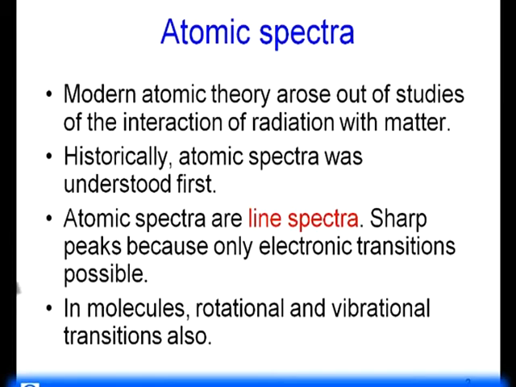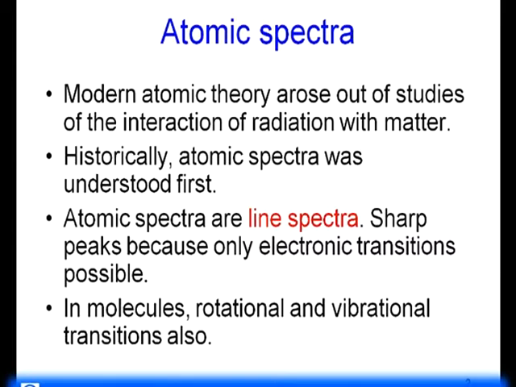Yesterday's lecture told us that the modern atomic theory arose out of studies of the interaction of radiation with matter. In fact, the first ever spectra that was recorded was by Balmer, and he was able to explain the lines in the hydrogen spectrum using his spectroscopy. And that is why this is the area of spectroscopy that was understood first, and we have a lot of knowledge of it thanks to lots of people, physicists and chemists who worked on this.